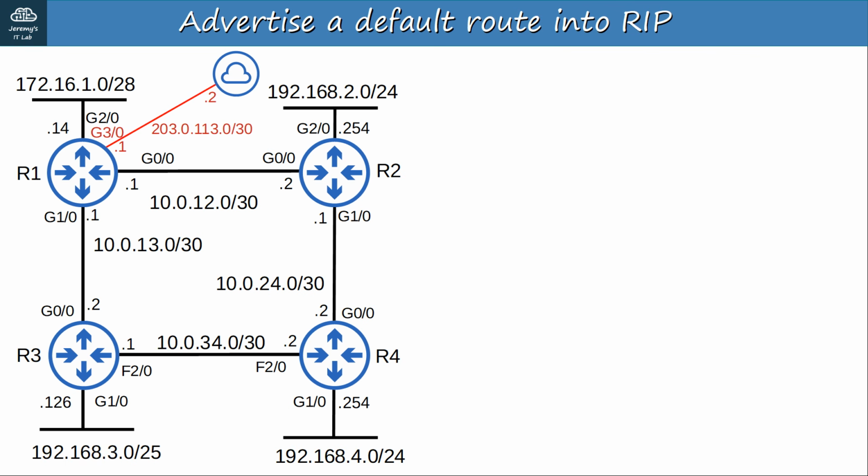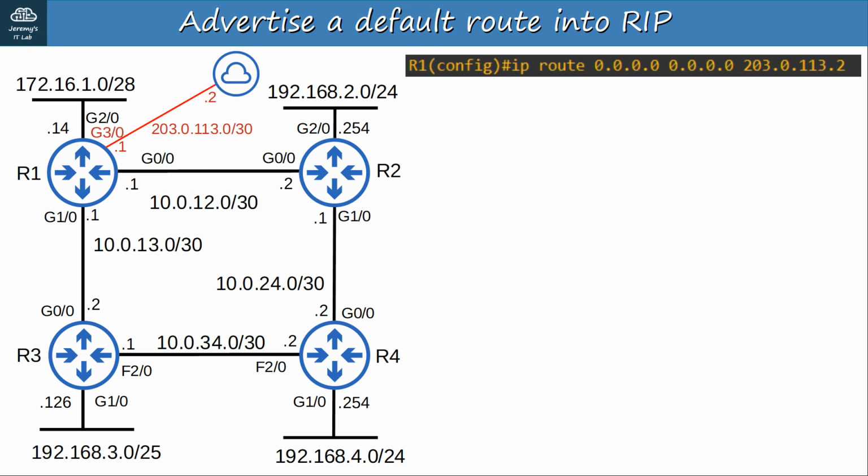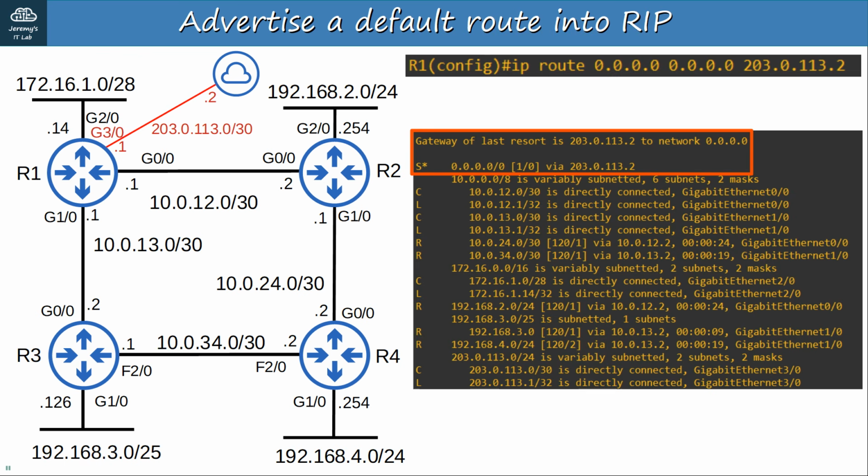To demonstrate one more function of RIP, I added an internet connection to R1 via its G3/0 interface. Then I configured a default route pointing to the internet. So any packets that don't match any of the other entries in R1's routing table will be sent to the internet. Here you can see it in the routing table. Gateway of last resort is 203.0.113.2 to network 0.0.0.0. Under it, you can see the configured static route to 0.0.0.0/0.